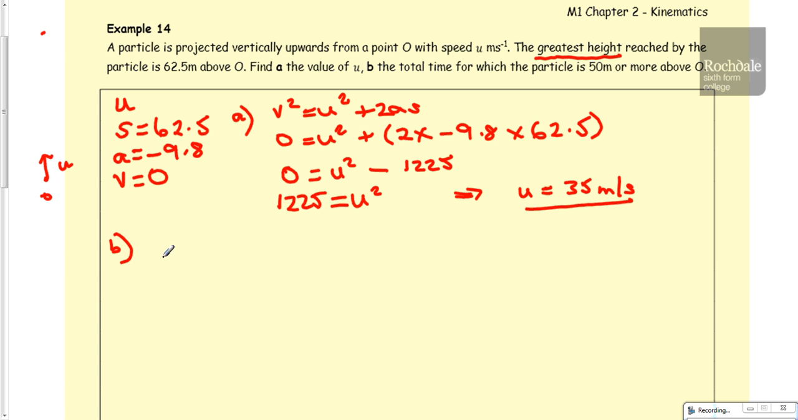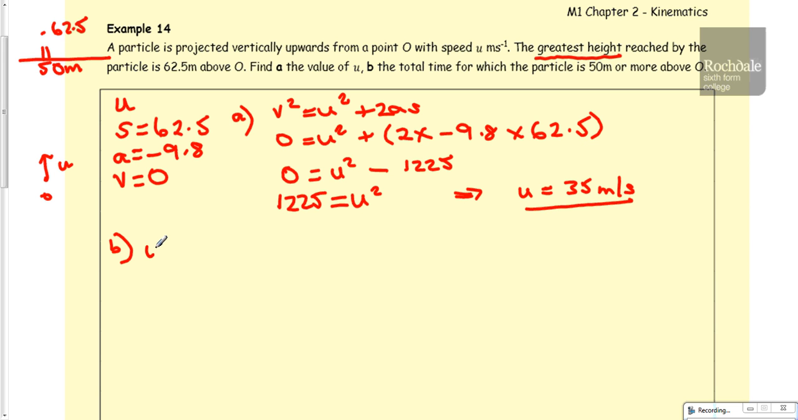Part B asks us for the total time for which the particle is 50 meters or more above the origin, the starting point. So here's where we're starting from. We know that up here is 62.5, so somewhere round about here is the 50 meter mark. So the ball will come up, it'll go through there, and then it'll come back down again to where we started from. So for a certain period of time, partly on the way up and partly on the way down, this particle is above 50 meters. So we need to work out when that happens.